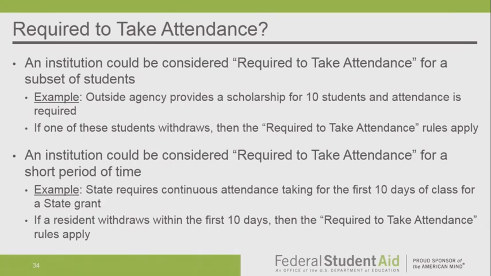Here's another example where the state may require the school to keep attendance records for the first 10 days of class up to the census date, let's say. And so if the state requires that your school take attendance for those first 10 days, anyone that withdraws during that period of time, you're going to have an attendance record on them, and therefore you would use the rules for the school that is required to take attendance in determining the withdrawal date for that student.